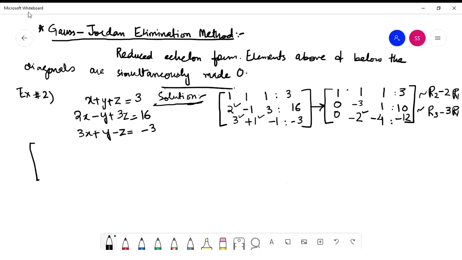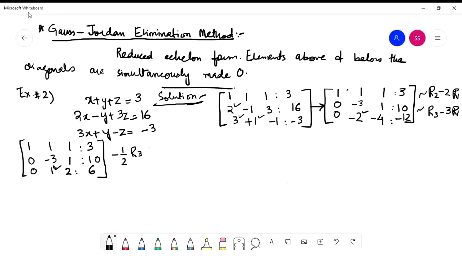The matrix is 1 1 1 3, then 0 minus 3 1 10. For the third row, I simplify it by dividing R3 by minus 2. That makes it 0 1 2 and 6. Now it's simplified. Now I want to convert the 1 above the second pivot to 0.